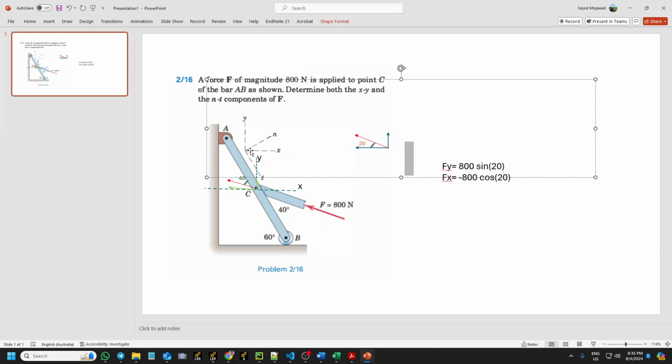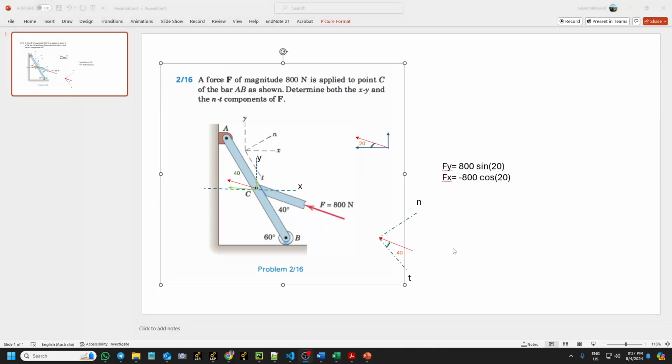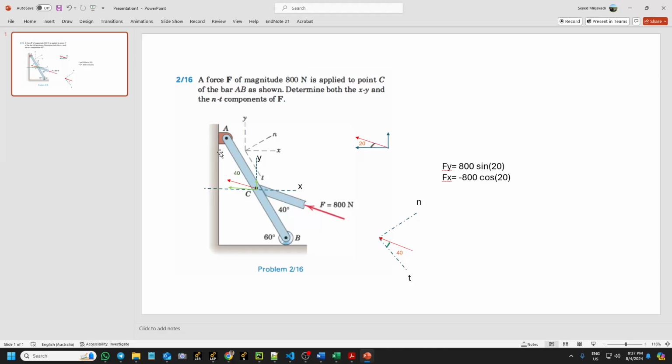Now let us go for N and T. N and T are perpendicular to each other. Let us find the angle of the F with one of them. We have done some geometry, and this is the T, which is parallel with AB. The angle between the T axis and the F here is 40. As I said, we just need one angle, which is 40 here. So we can do the same thing here.